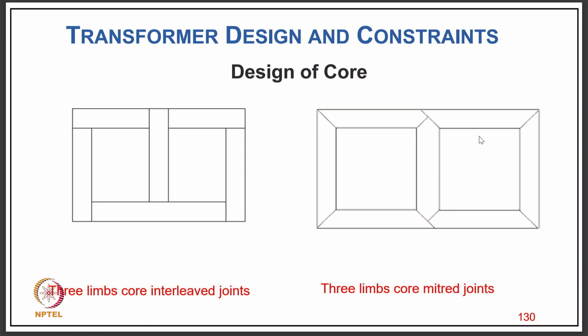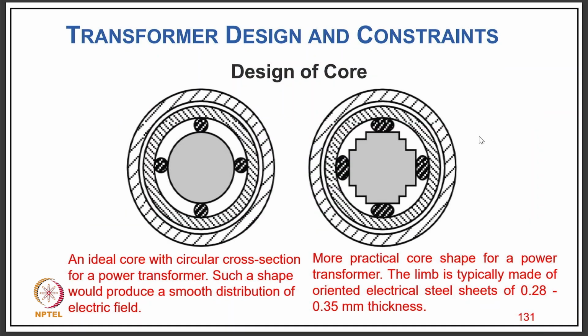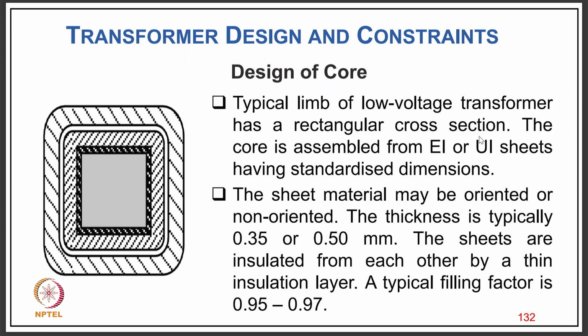And this is the type of the core, 3 limbs core, and then 3 limbs with the mitred corners. Then you have the ideal core with the circular cross section of a power transformer. Such a shape will produce a small distribution of the electrical field. A more practical core shape for a power transformer: the limb is typically made of oriented steel sheets of 0.25, 0.28 to 0.35 thickness, as you can see the stack is there. So you can call it how the design of the core is.